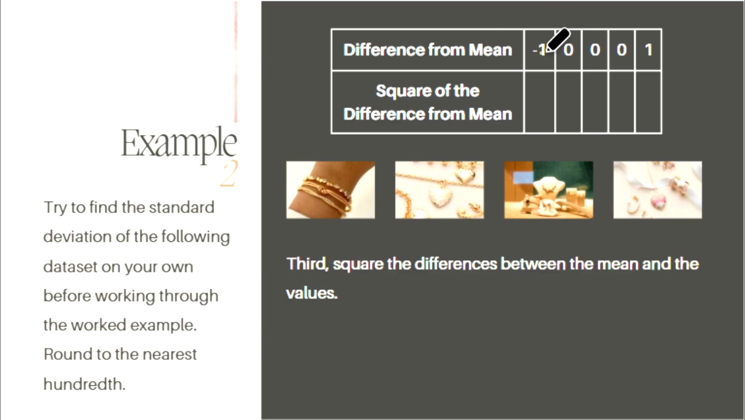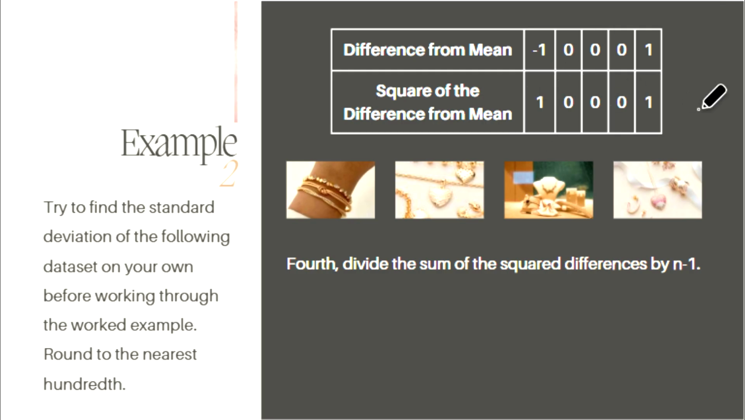Okay, now we need to square each of these to get rid of these negatives. Negative 1 times negative 1 is positive 1. These all stay 0, and positive 1 times positive 1 is positive 1. Now we need to take all these, add them together, and divide by n minus 1. So we have 1 plus 0 plus 1, so we have 2 over n.